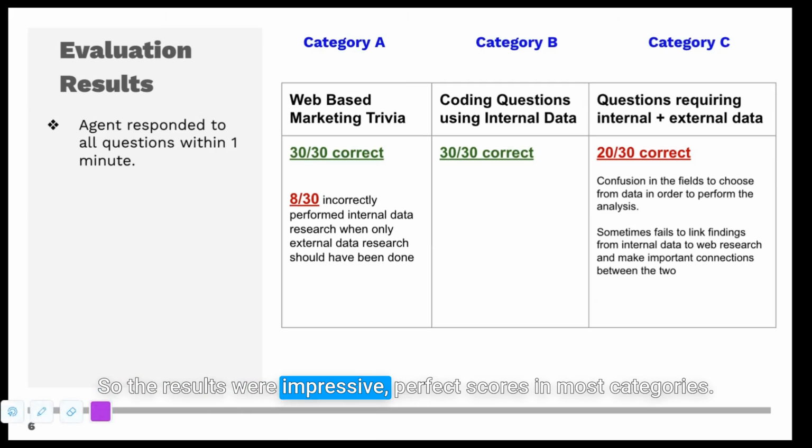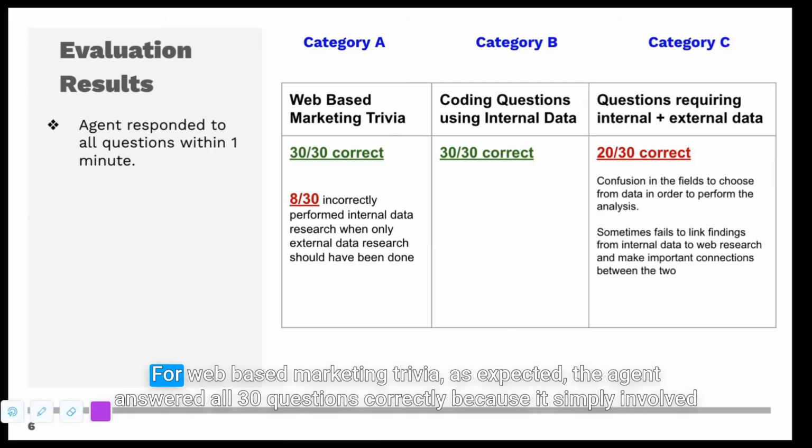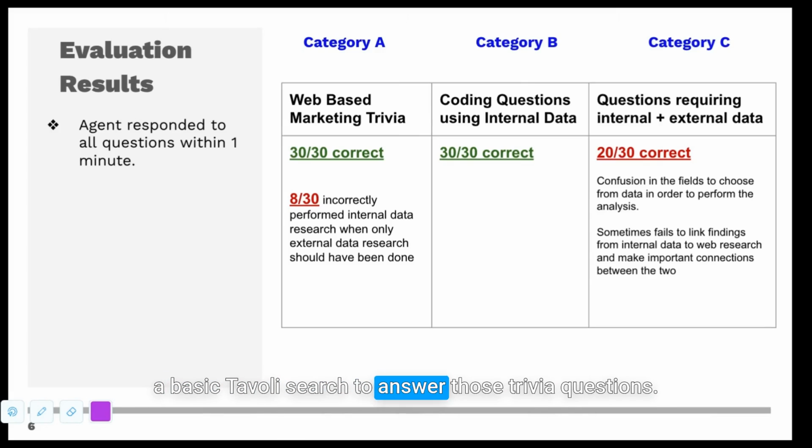So the results were impressive, perfect scores in most categories. For web-based marketing trivia, as expected, the agent answered all 30 questions correctly because it simply involved a basic Tavily search to answer those trivia questions.